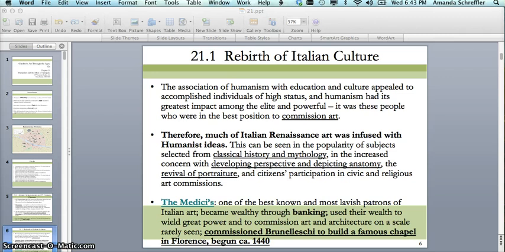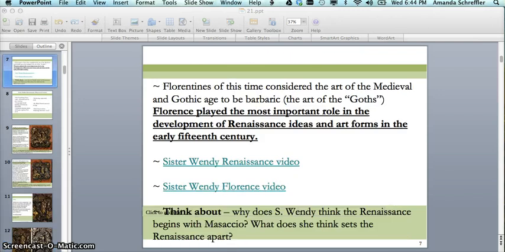So one big one, of course, is linear perspective, which was perfected by Filippo Brunelleschi, who is also responsible for the Duomo, for constructing the dome of the Florence Cathedral. And what I may not have mentioned in class is that the Florence Cathedral was actually commissioned by the Medicis, this very wealthy banking family that we know became important patrons of this time. So you need to remember that. And of course, if you didn't already, make sure you take the time to watch these Sister Wendy videos.